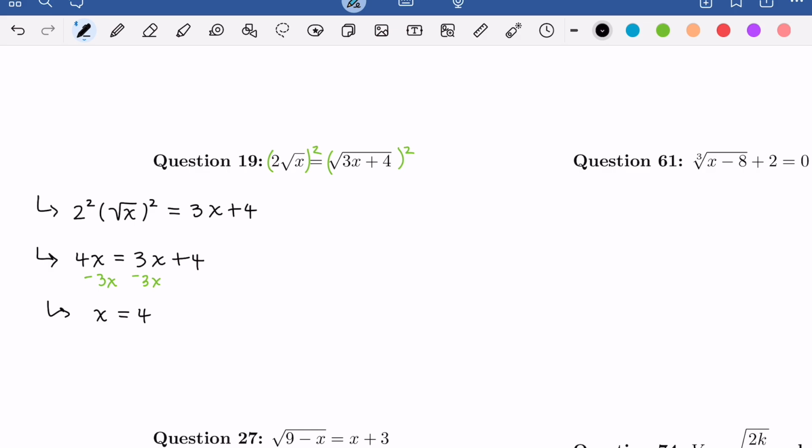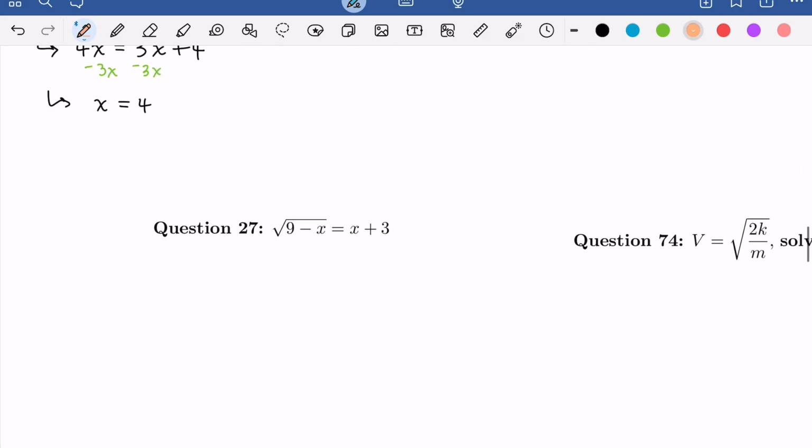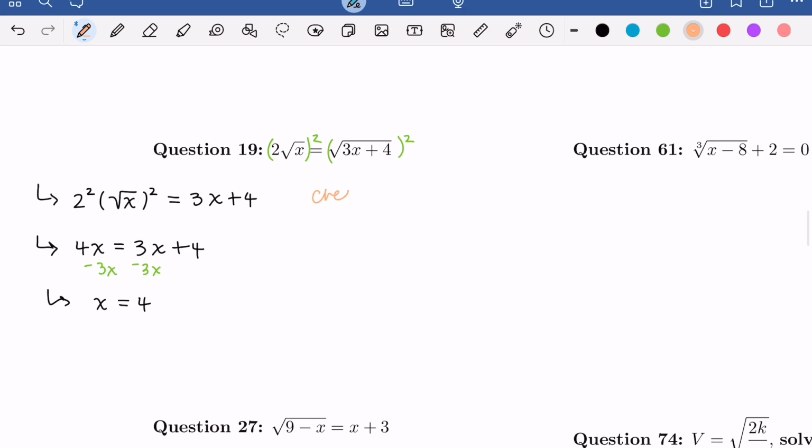Now again, we're going to want to check this. This is a proposed solution. So let's plug this value for x into our original equation here. So if we're to plug 4 into this guy here, this would be the square root of 4, which is 2 times 2. So that'll give me 4 on the left-hand side. Now on the right-hand side here, I'm going to have 3 times 4. So this will be 12 plus 4.